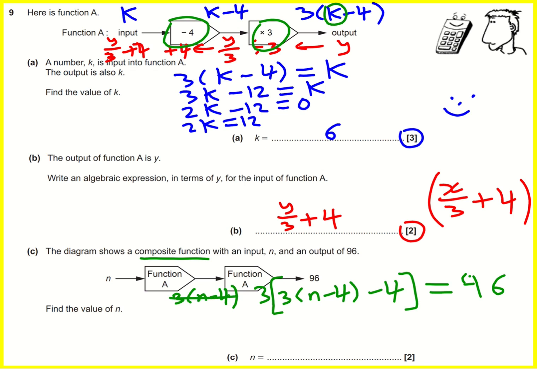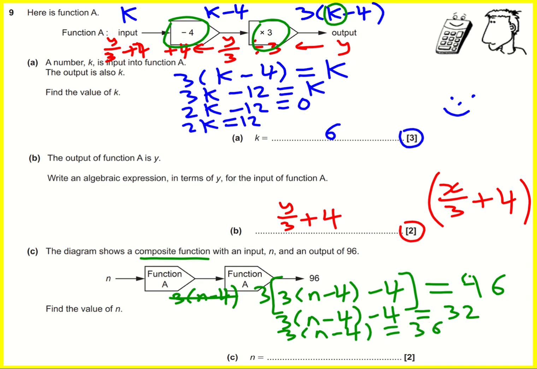I'm going to cross that one out just so it's not confusing. Right, I've got brackets. I could expand all the brackets. There's nothing wrong with doing that and getting rid of them. Could expand this first bracket, but actually there's a bit of a quicker way. Because 3 goes into 96, I can divide through by 3 to start with. So I'll just get rid of this bracket essentially, and I'm going to have 3 times n minus 4 minus 4, and that's going to equal 32. What I can then do is add 4 to both sides. So that will give me 3 times n minus 4 equals 36.